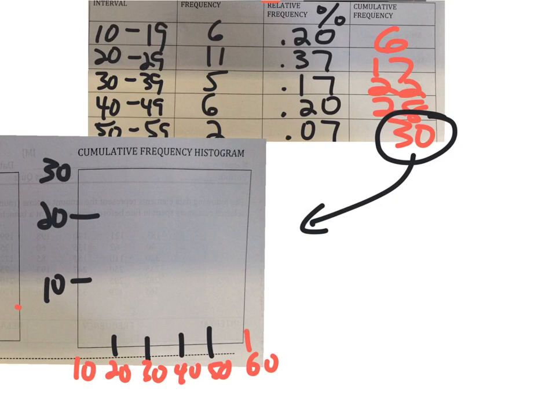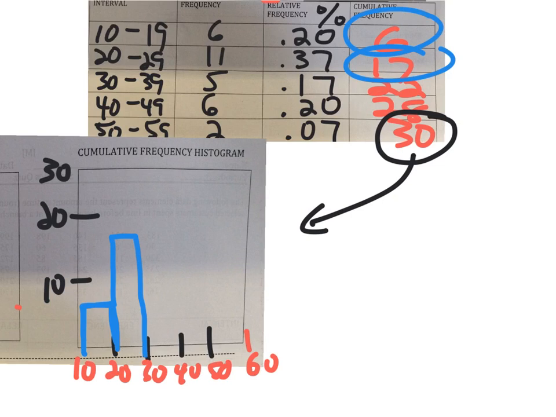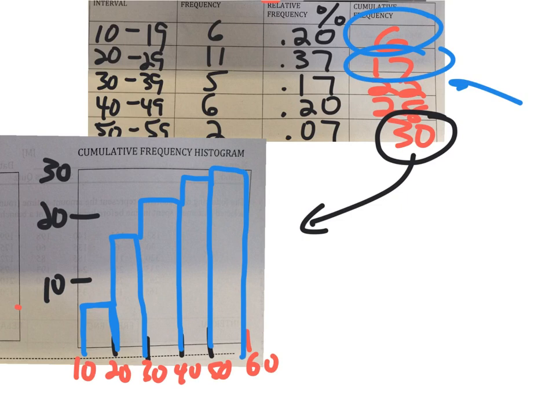And now I'm going to create this histogram based on this last column. So here the first interval's cumulative frequency is 6, which means up to and including that first interval, we have 6 data values. Then for the second interval, it jumps to 17. Then through the third interval, it increases to 22. The fourth, we go up to 28. And then through the fifth interval, we reach the top of 30.